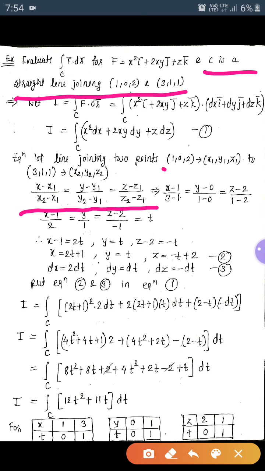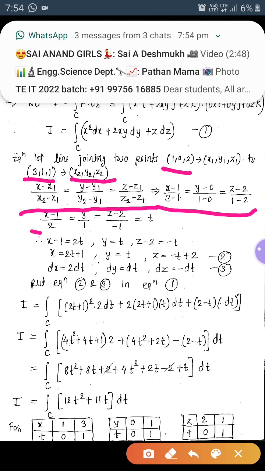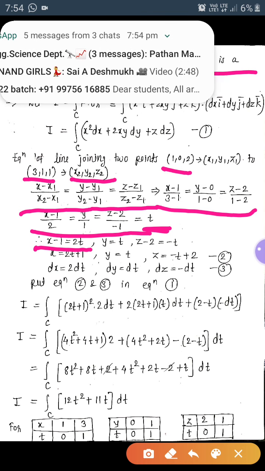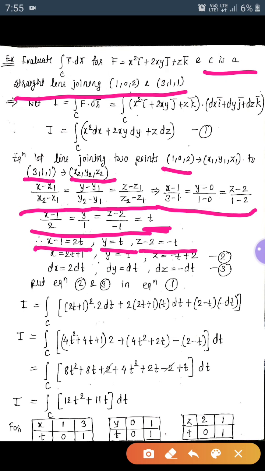Now x1, y1, and z1 we denote by the first point, which is 1, 0, 2, and x2, y2, z2 we denote for the second point, that is 3, 1, 1. Now substitute these in this formula. We will get (x minus 1) divided by 2 is equal to y by 1 is equal to (z minus 2) divided by minus 1. Now equate each ratio with a variable t. So x minus 1 is equal to 2t, y is equal to t, and z minus 2 is equal to minus t. So x is equal to 2t plus 1, y is equal to t, and z is equal to minus t plus 2.